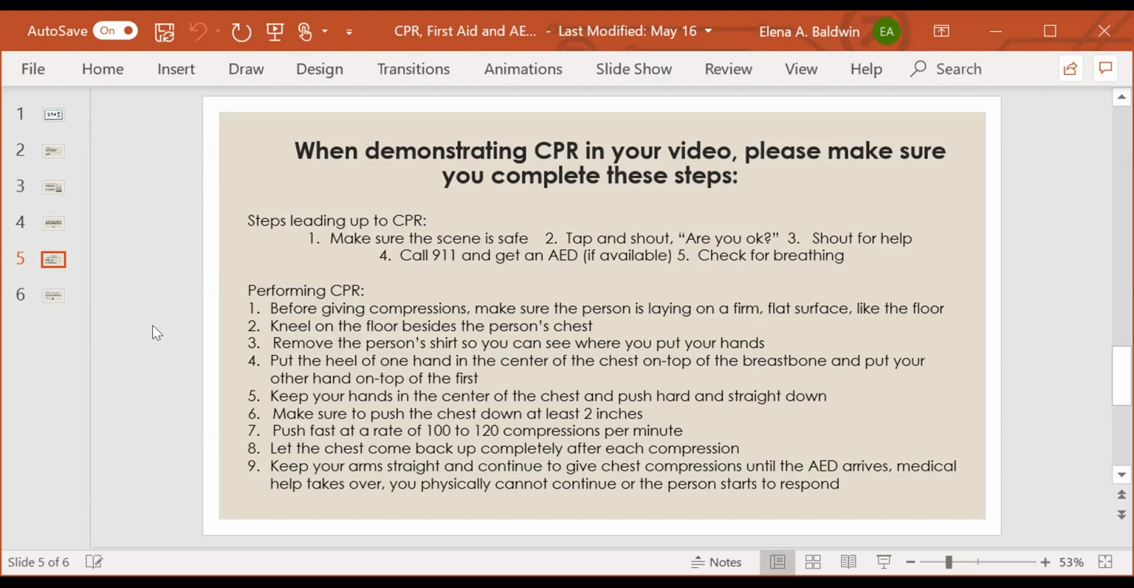Make sure to push the chest down at least 2 inches. Push fast at a rate of 100 to 120 compressions per minute. Let the chest come back up completely after each compression. Keep your arms straight and continue to give chest compressions until the AED arrives, medical help takes over, you physically cannot continue, or the person starts to respond.